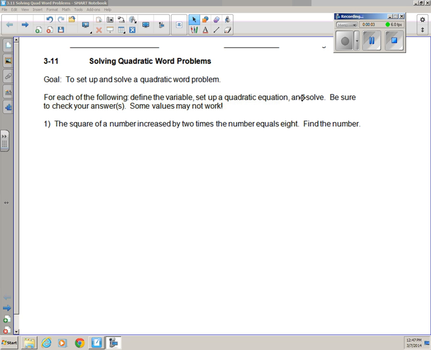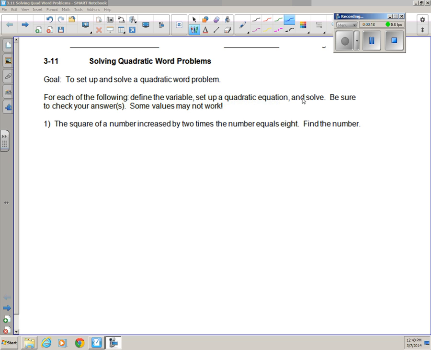Okay, so we are going to solve quadratic word problems. For each of the following, make sure you define the variable. That should be nothing new. Set up a quadratic equation and solve. Make sure that you check your answer or your answers. Some values might not work. There might be some restrictions.